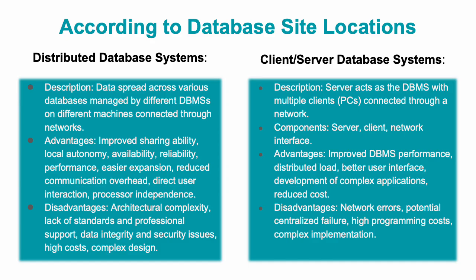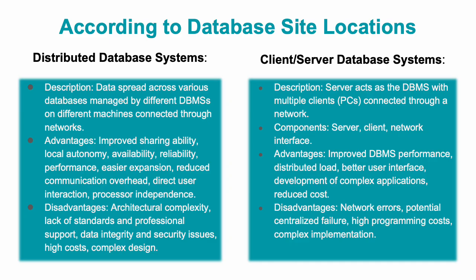A distributed database system combines logically connected databases distributed over a computer network with a distributed database management system, and it can be either homogeneous, with the same DBMS and platforms, or heterogeneous, with different DBMS and platforms. And what are the advantages of the distributed database system? It improves sharing, so there is better ability to share the data.